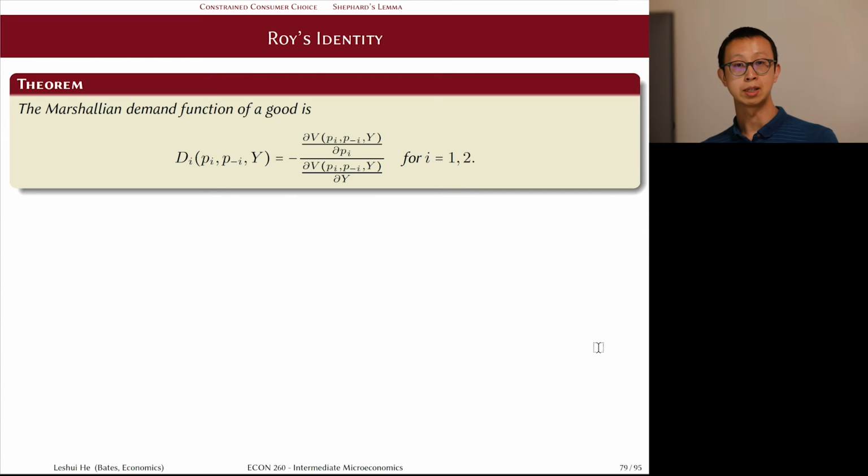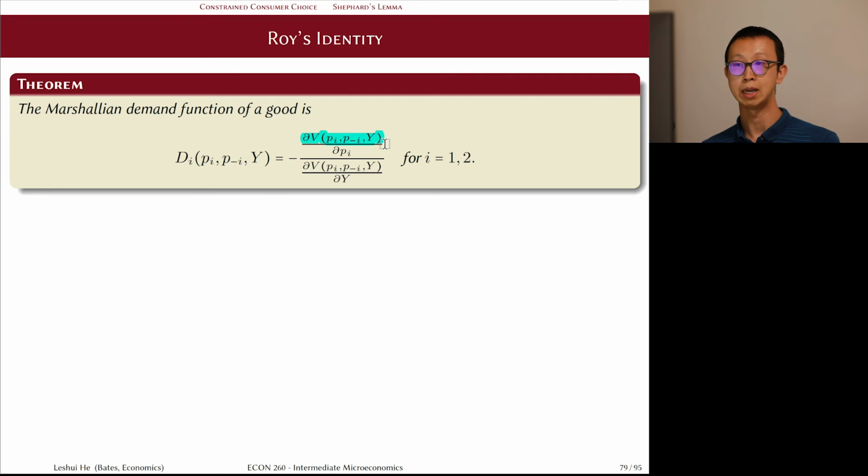Now let's turn to Roy's identity. The statement of Roy's identity is slightly more complicated, but basically in the same spirit. Let's look at it here. Essentially, what we have is an indirect utility function that tells us the highest level of utility we can reach when we have prices of P1 and P2, or Pi and P minus i here, and a fixed budget level of Y.